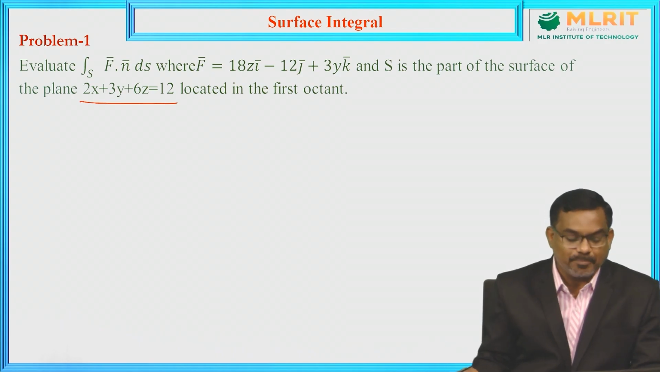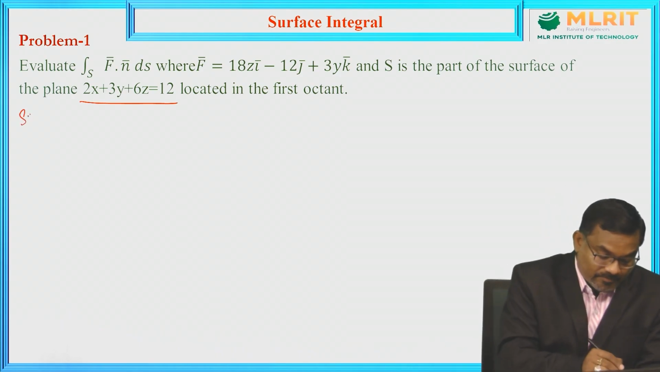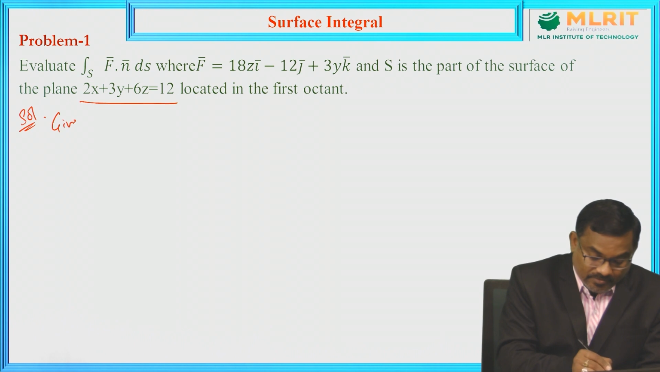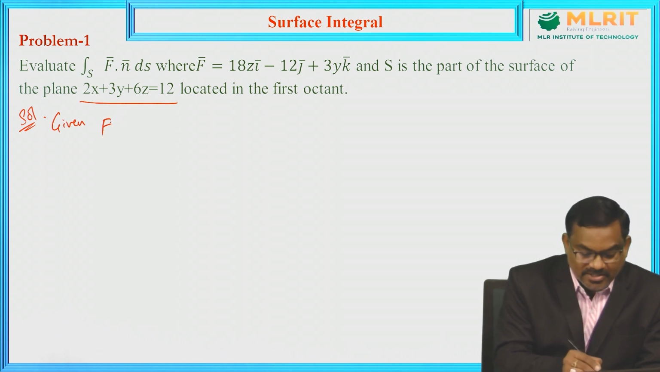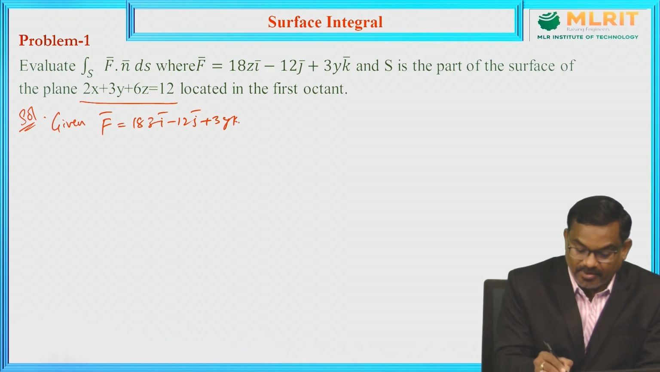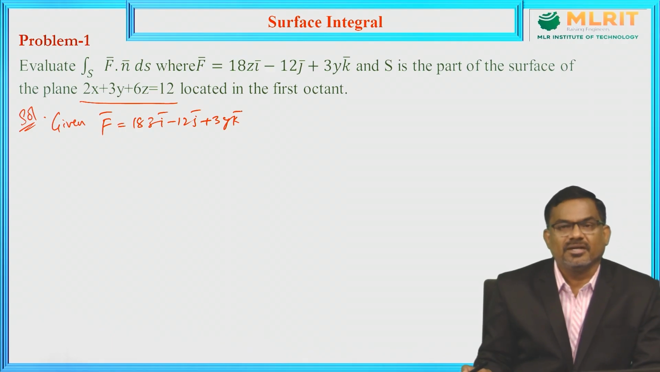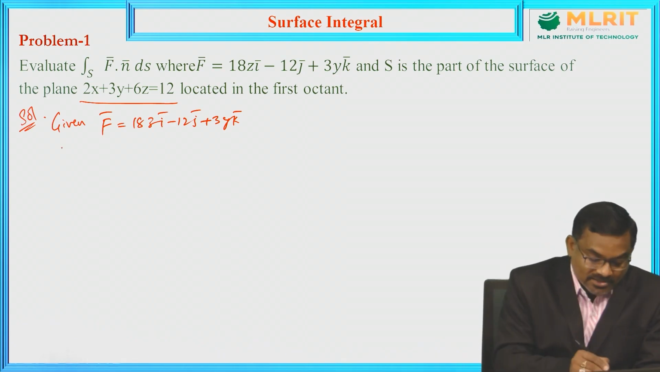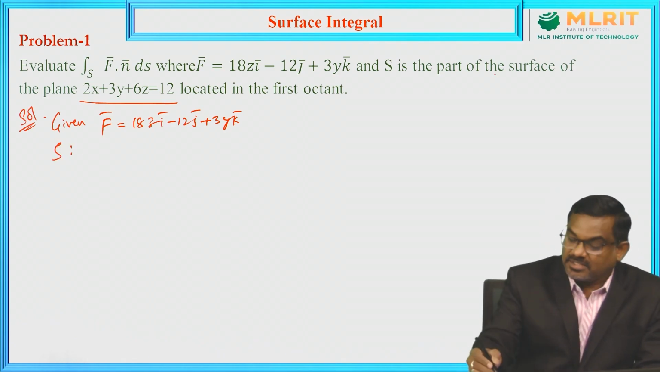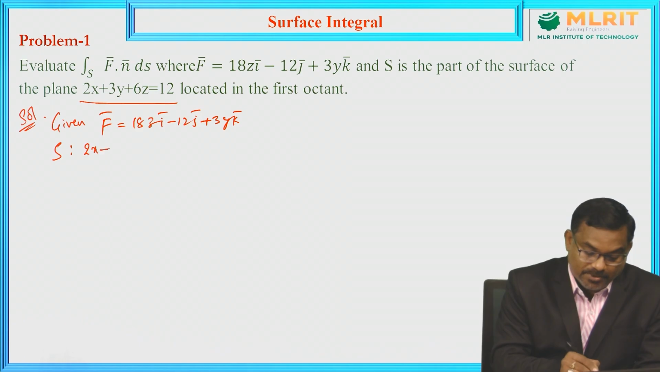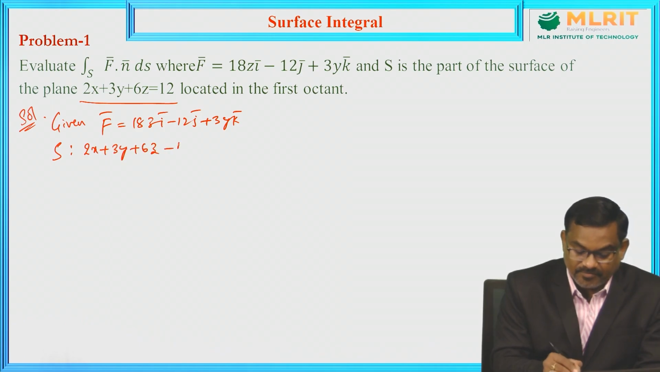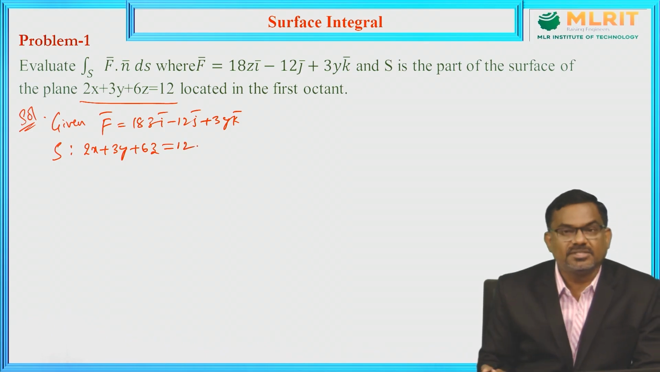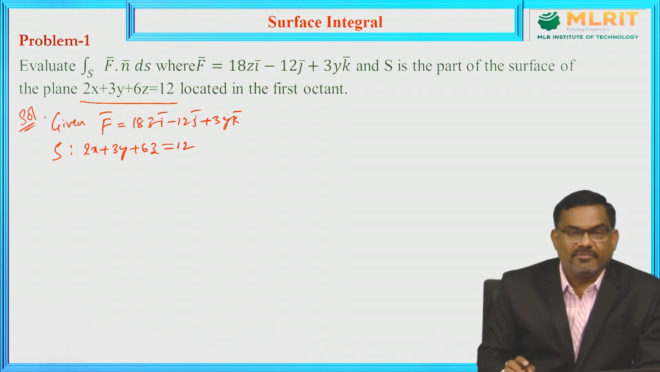So in the given problem, the vector f bar is 18z i bar minus 12j bar plus 3y k bar. This is the given vector f bar. And what is the surface? S is a part of the plane 2x plus 3y plus 6z equal to 12. This is the plane given.